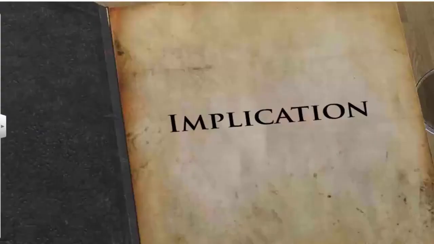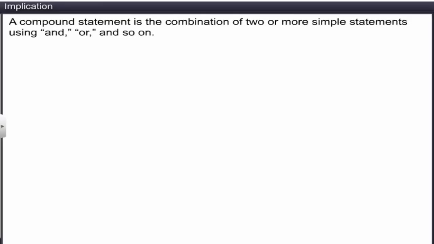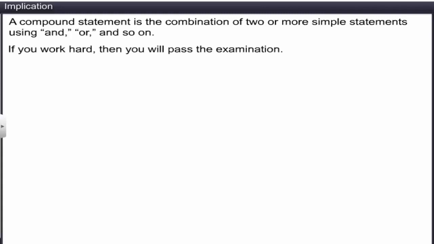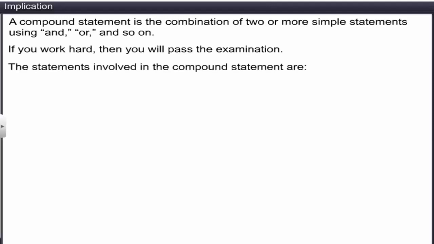In this module, you will learn to determine the truth value of implication or conditional statements. We know that a compound statement is the combination of two or more simple statements using and, or, and so on. Let's consider another type of compound statement. If you work hard, then you will pass the examination. This statement involves two statements. You work hard, you will pass the examination.